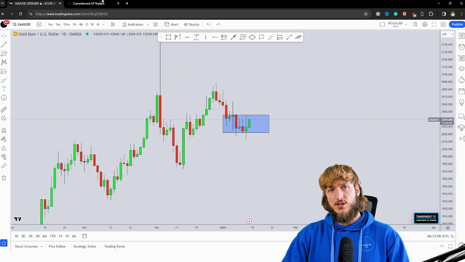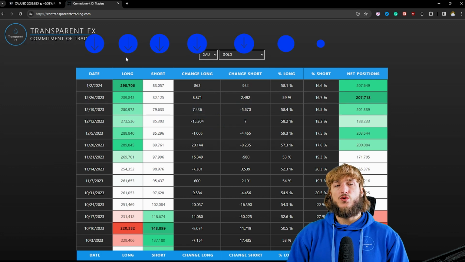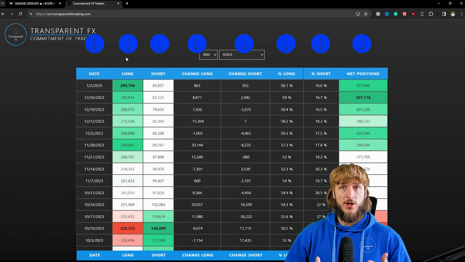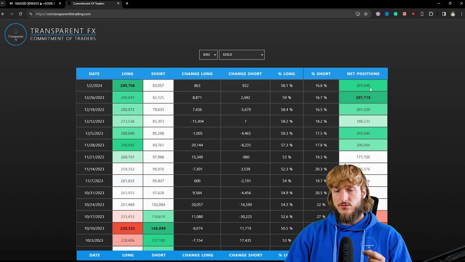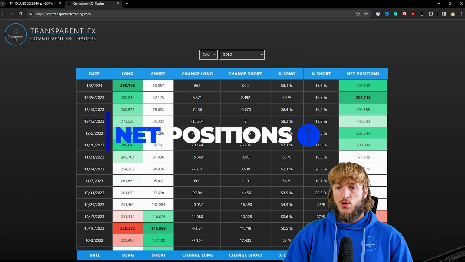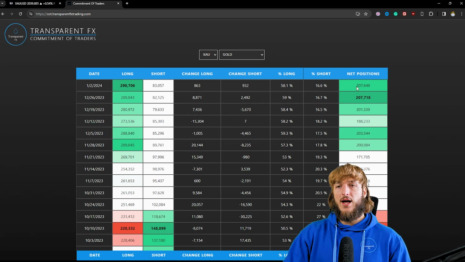Now, if we go and see what is going on when it comes to the commitment of traders, so the COT data, so essentially what the non-commercials are doing in the market, so big hedge funds and institutions that are in the market for speculation, and we go and see what they're doing, we can see that with the last reports, net positions have been increasing. We went, in fact, from having 71.4k net positions all the way up to having 207.6k net positions.